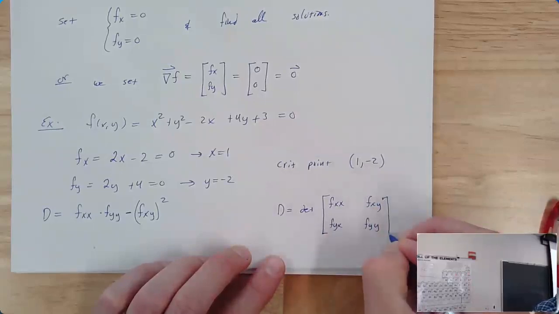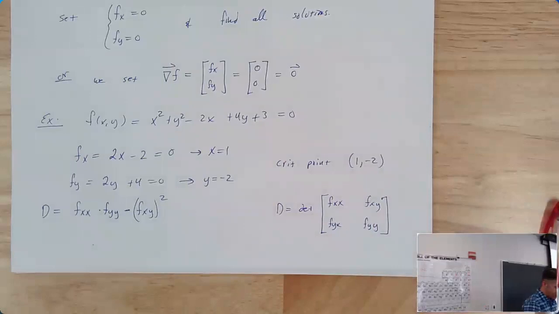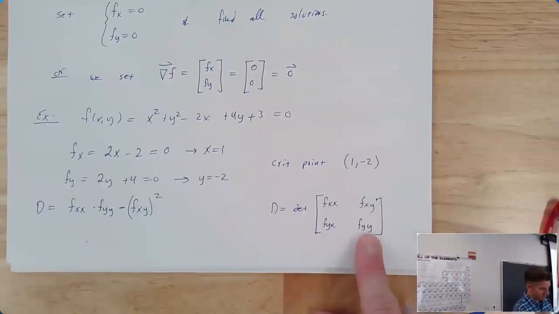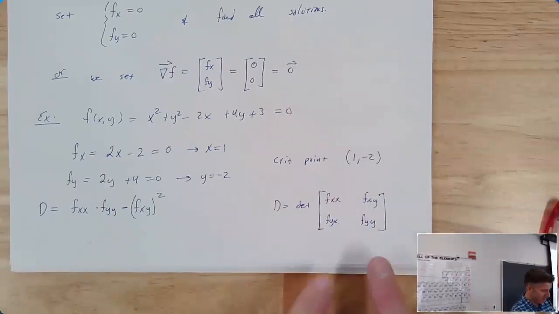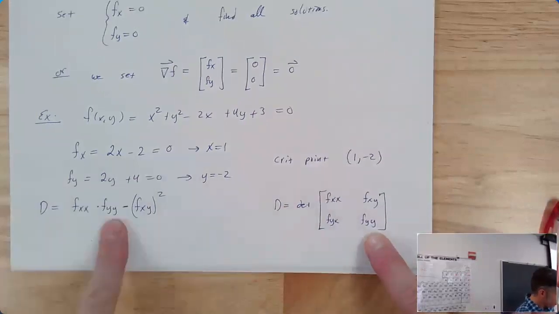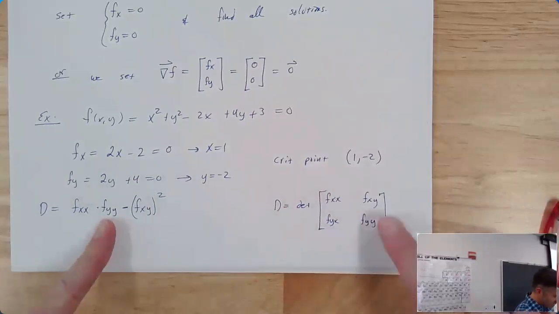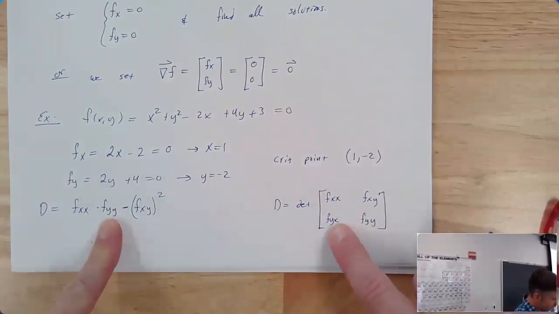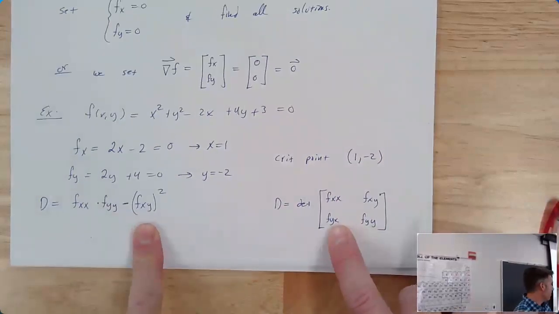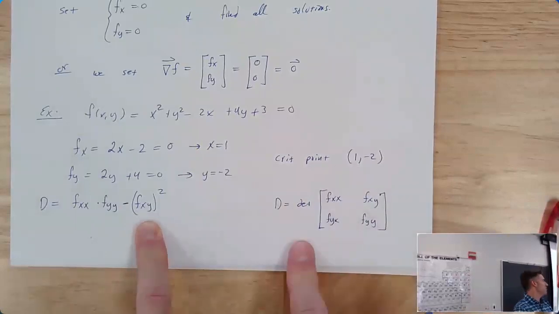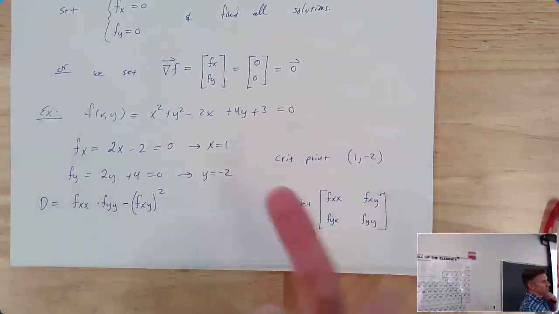The 2 by 2 matrix of second derivatives: fxx, fxy, fyx, fyy. The determinant of that would be fxx times fyy minus fxy times fyx, which is exactly that if they're the same, which they usually are. You don't really need to know this, but people ask where it comes from. This is where it comes from.